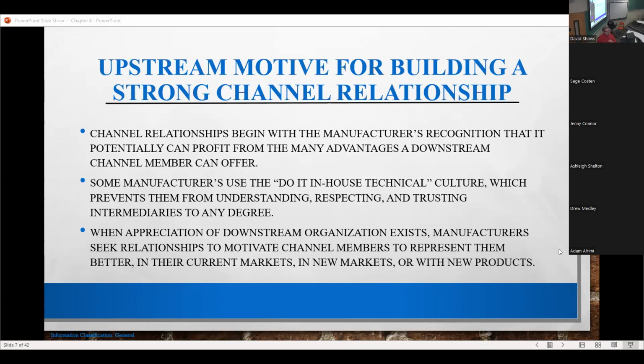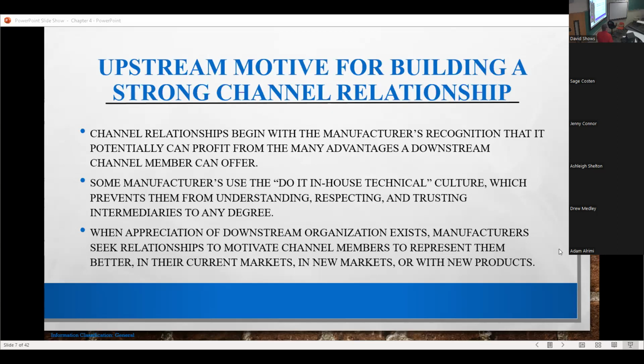Well, the truth is that manufacturers got the big head. They think they can do it all. They believe they can do everything in-house, and that's generally how manufacturers start. It's part of their culture: we're going to be able to do everything. But the difficulty with that is that it prevents you from understanding, respecting, and even trusting the intermediaries below you to any degree. And the difficulty with that is that, quite simply, there are things that downstream members can do better than you can.